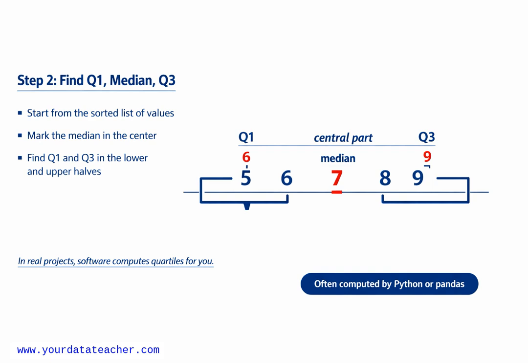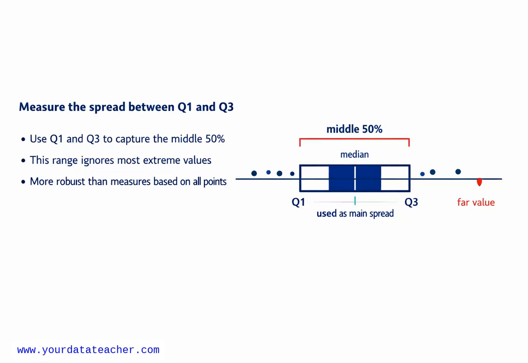We let software like Python, Pandas, or NumPy calculate Q1, the median, and Q3 automatically, especially when working with large datasets. Now that we have Q1 and Q3, we can use them to measure how spread out the central part of the data is. On the screen, you see the simple formula IQR equals Q3 minus Q1. For our example, Q3 is 9 and Q1 is 6, so the IQR is 9 minus 6, which gives 3.